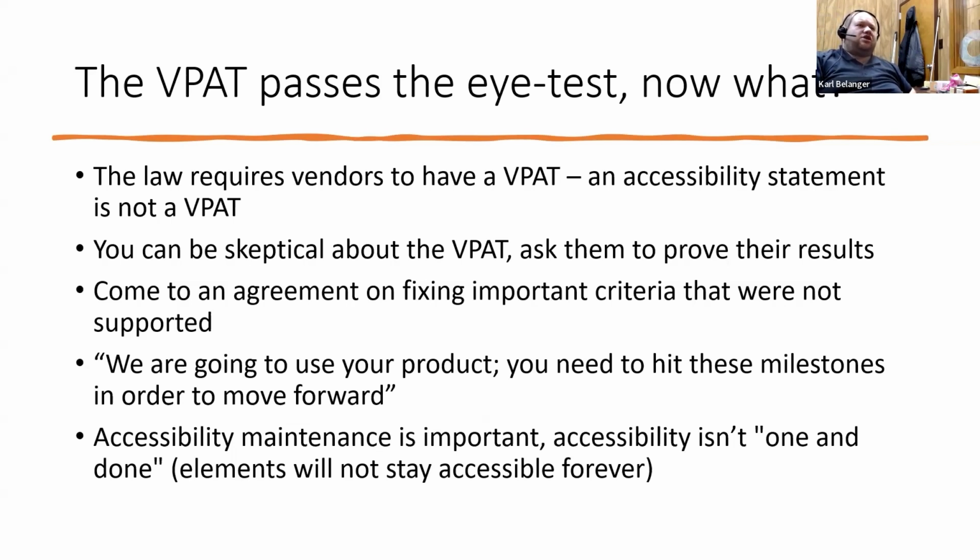Give them milestones that they need to hit in order to move forward with contracting with you to use their products. Make sure they have accessibility maintenance plans in place. As the product gets updated, accessibility needs to be checked at every stage. All right, test and confirm.